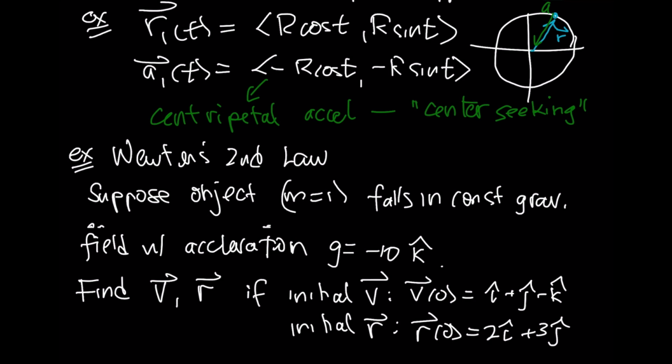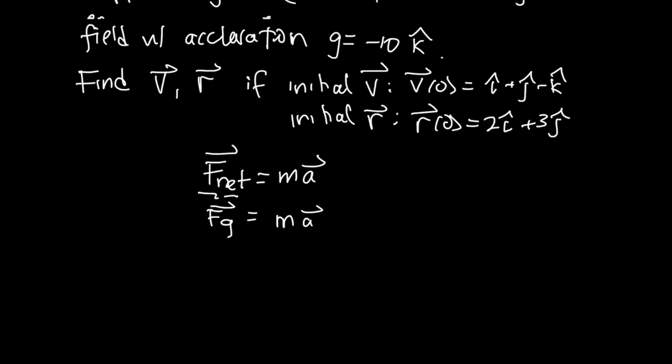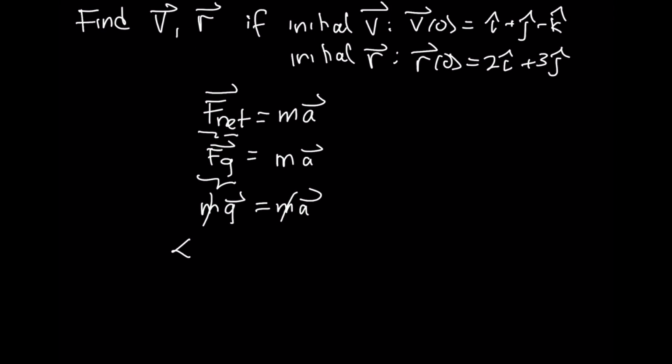So Newton's second law says that the vector sum of all the forces acting on this object is equal to the acceleration times the mass. The only force acting on this object is the force of gravity due to the gravitational acceleration. So the m's will cancel out. And we've already been told that the acceleration vector due to gravity is given by 0, 0, and negative 10. And this is equal to a of t. So from this, we are going to be able to find the velocity.